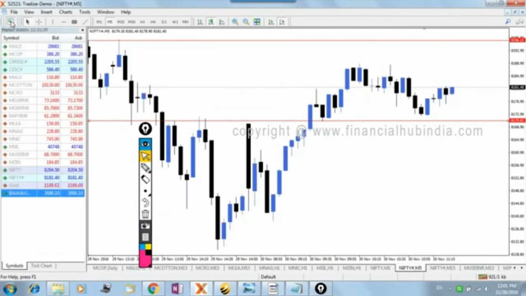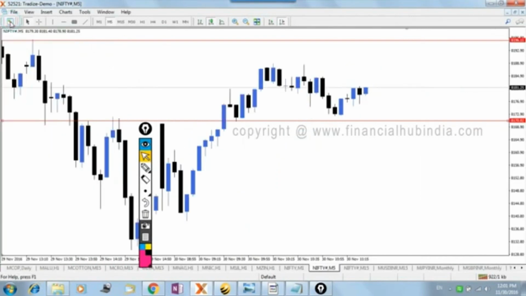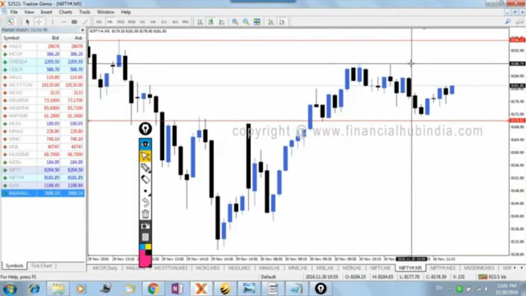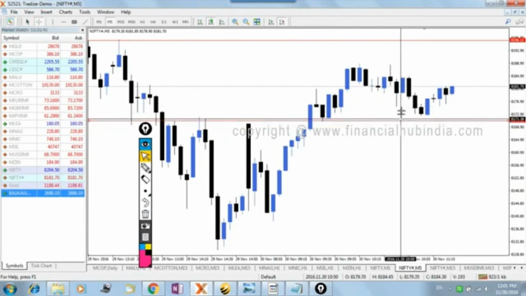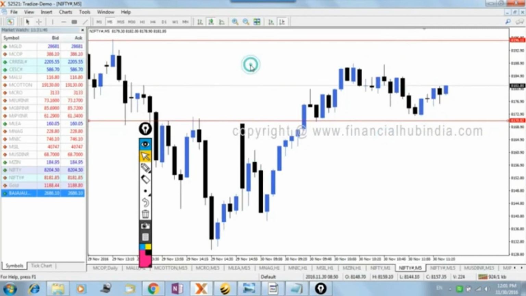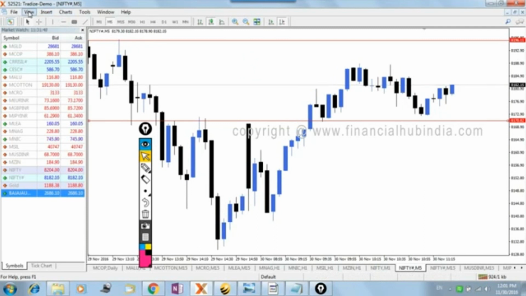This one is the watch list. If you want to remove this watch list, click this. This is the crosshair: when you analyze and want to see the price levels while analyzing, you can use that. What else? I think we're done with this.